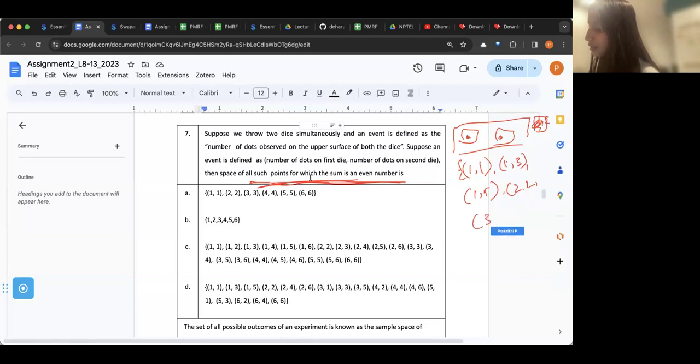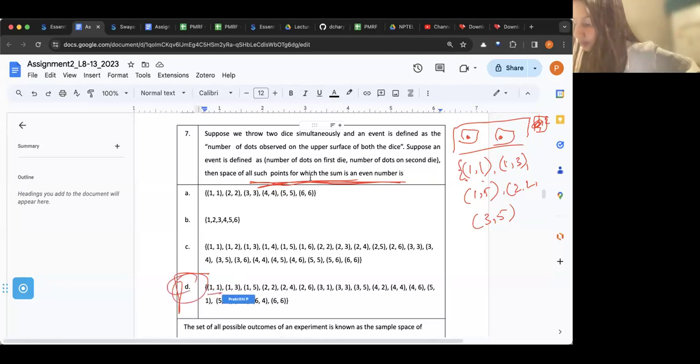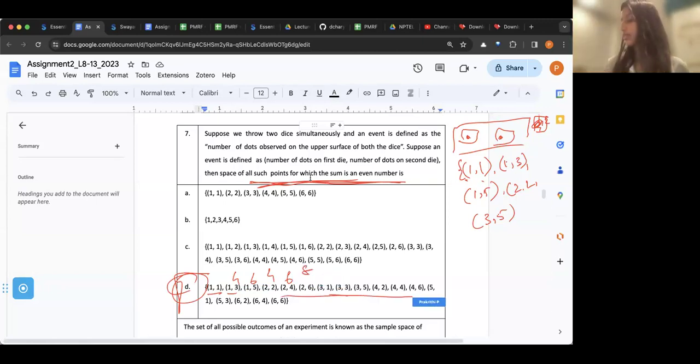And it could be 3 comma, it can be 3 comma 5, and so on. All such combinations where the sum is an even number is your answer. So that would be option D here. So 1 plus 1, 2, 1 plus 3, 4, 6, and so on. So yeah, all the combinations where the sum is an even number. So that is your answer.